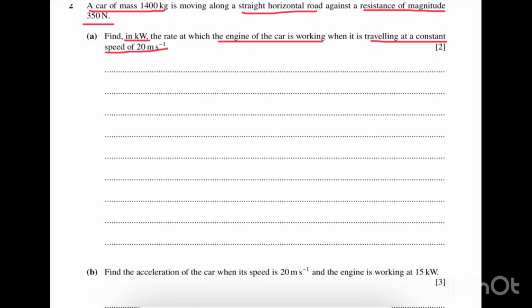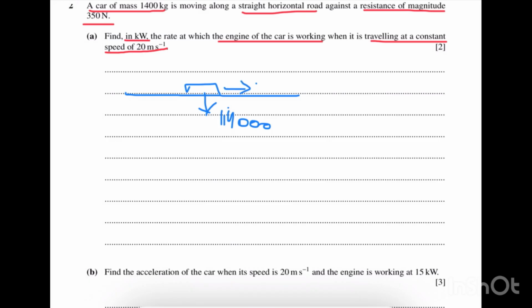So first let's draw a diagram. So this is the straight horizontal road. Let's say this is the car. It has a mass of 1400, so its weight will be 14,000. And then they're saying that the car is moving along, so the engine of the car is exerting a certain driving force with its power.